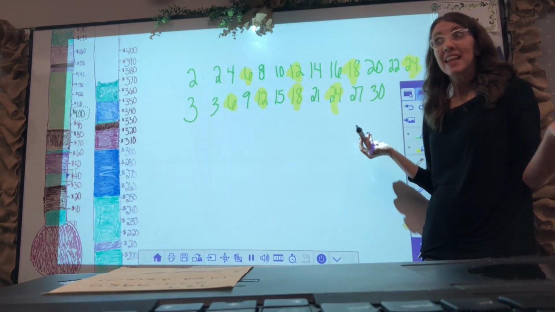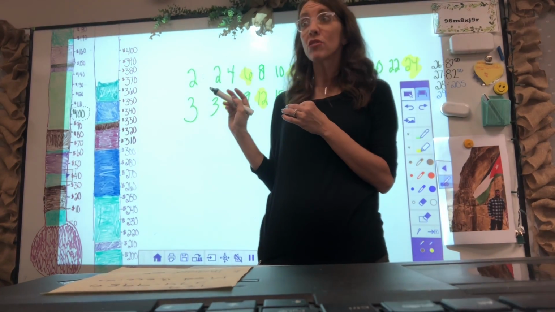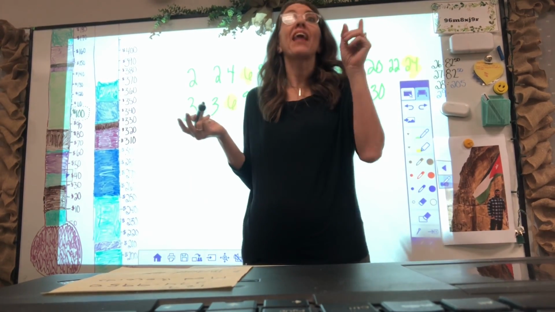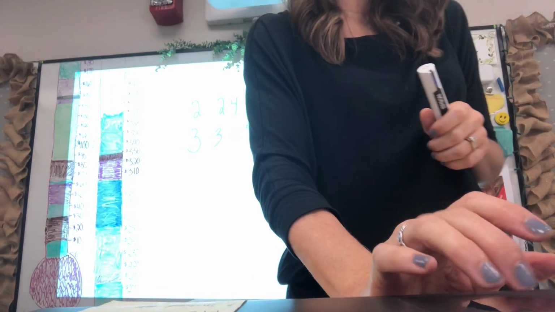Got it? Does anybody have a question about this right here? No? You think you got that? It's pretty easy. Figure out the multiples, find the common ones, and then typically it will ask you to find the least common multiple or the least common denominator. Let's do one set of the leasts, okay?